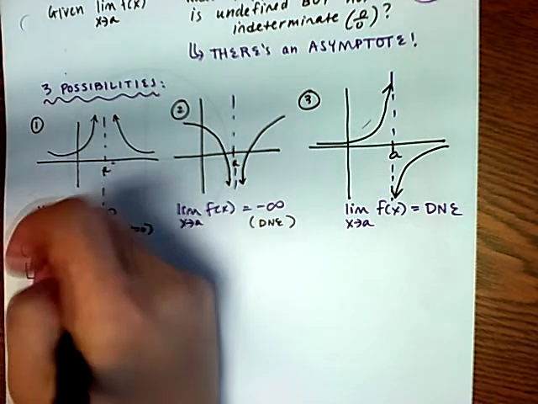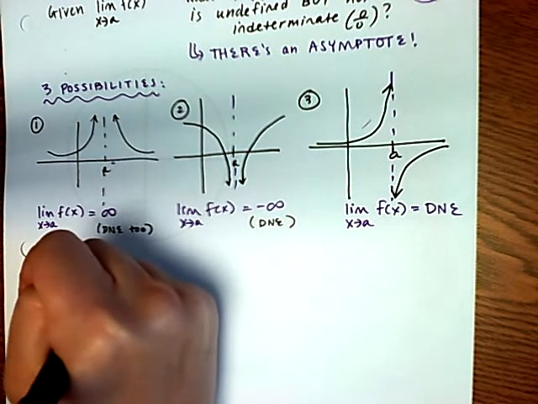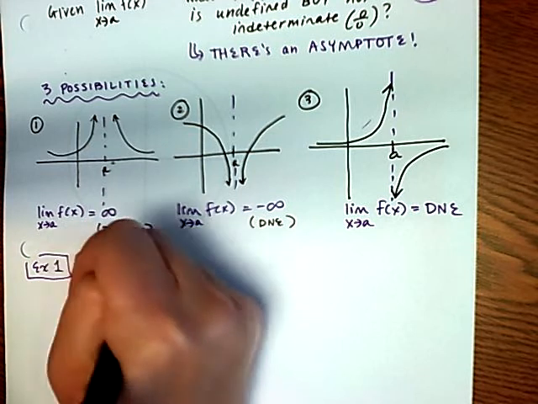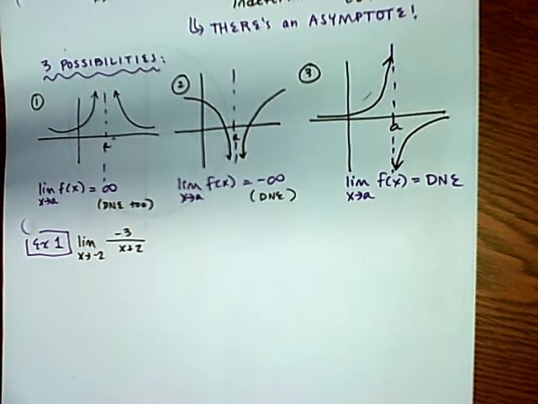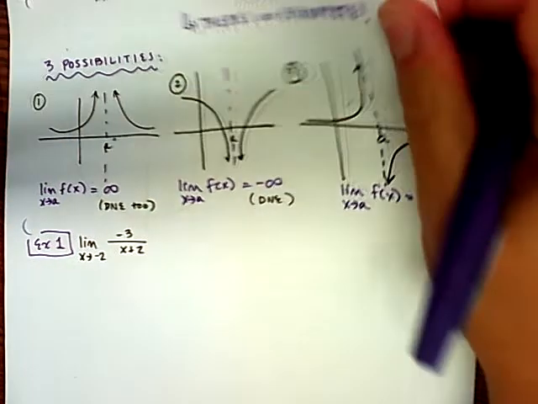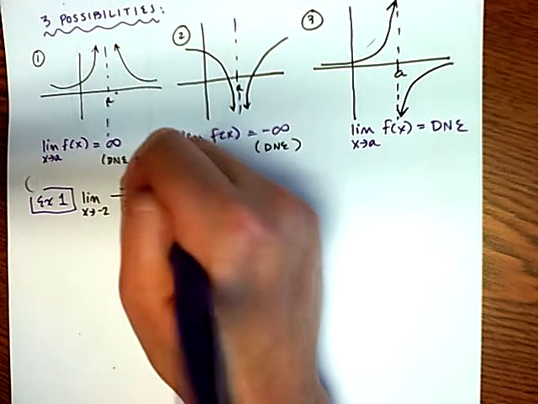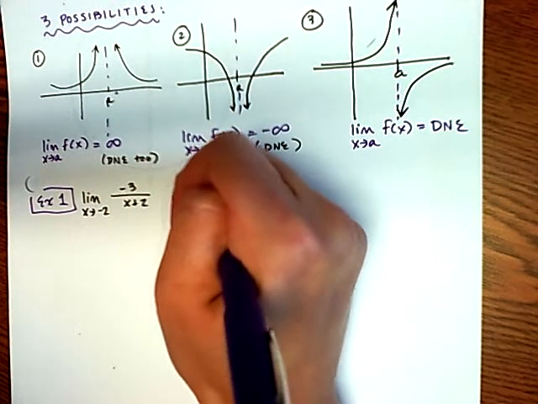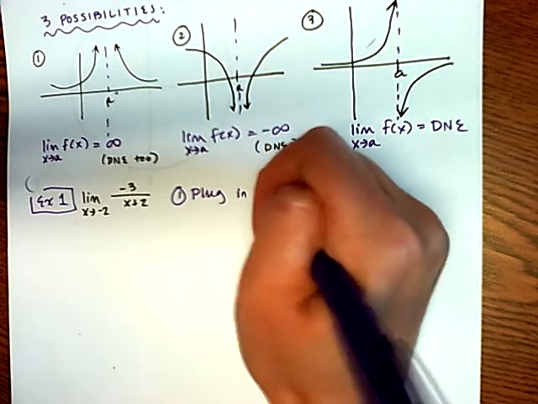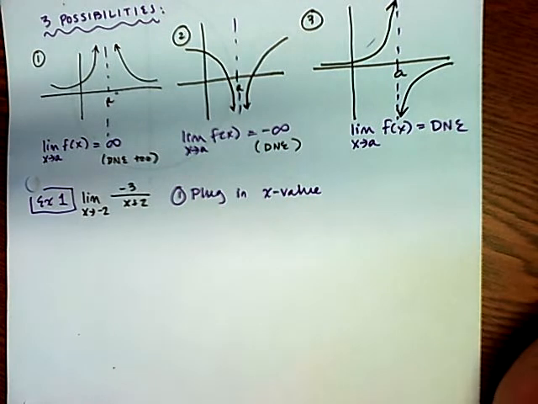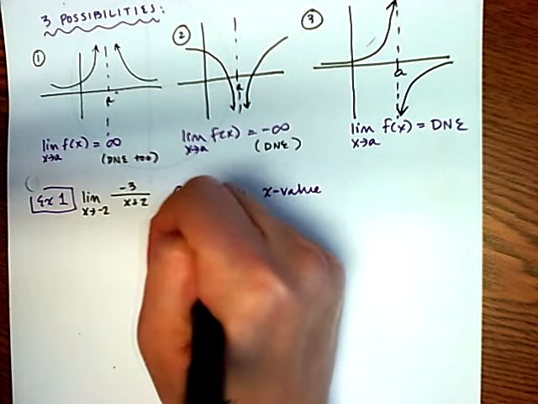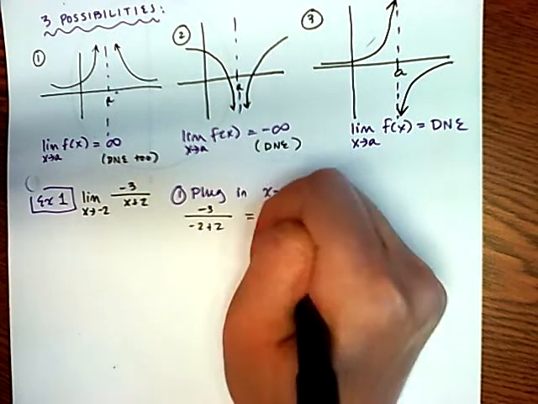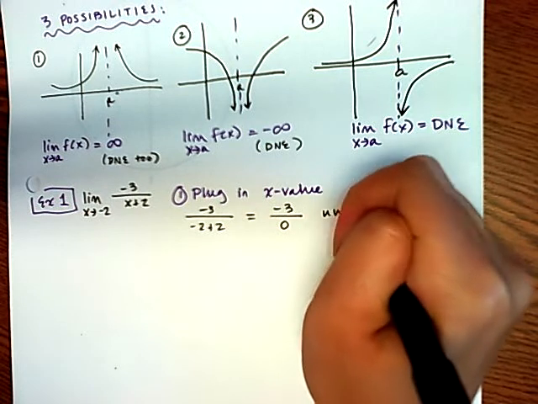My first example is the limit as x goes to negative 2 of negative 3 over x plus 2. My first step is exactly the same as when I'm doing other limits algebraically. I start by plugging in the x value and seeing what I get. That's always your first step, and that determines where you go from there. So we plug in -2 and get -3 over -2 plus 2, which is -3 over 0. So we get undefined, but not indeterminate.